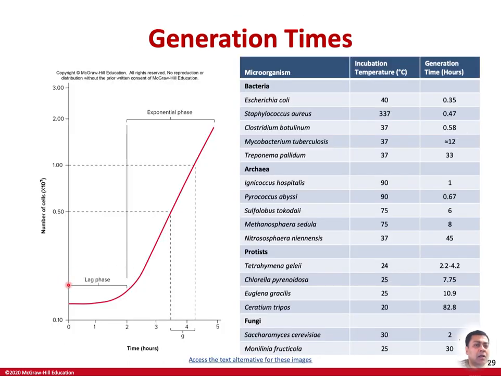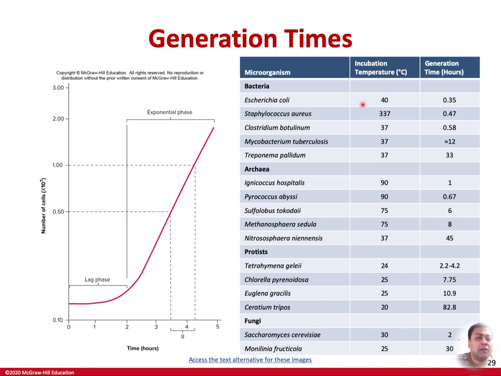So here we are looking at the lag phase, and here we are looking at the exponential growth phase. You can see how this scale is a log scale, and that is all being shown here. So there are some bacteria, like E. coli. If it's incubated at about 40 degrees Celsius, you can see that the generation time is 0.35 hours, which is equivalent to approximately 20 minutes.